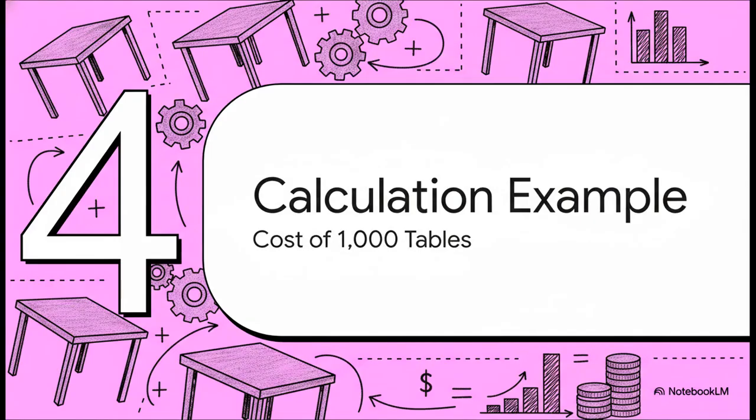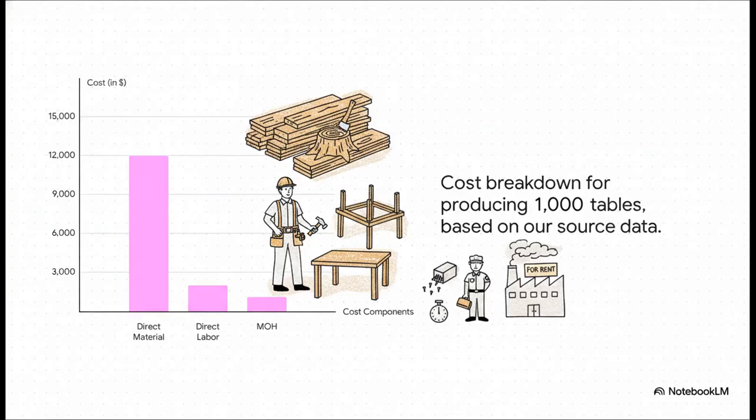All right, enough theory. We've seen all the individual ingredients. Now let's put it all together and cook something up. We're going to run the numbers and find the true cost of making 1,000 tables. Okay, here's the data. The company spent $12,000 on wood. That's our direct material. It paid the carpenters $2,000. That's our direct labor. And then all the other factory stuff, our manufacturing overhead, added up to $1,100. And that was made up of $100 for nails, $500 for security, and another $500 for rent and utilities.